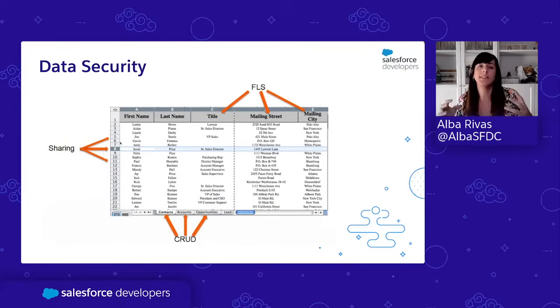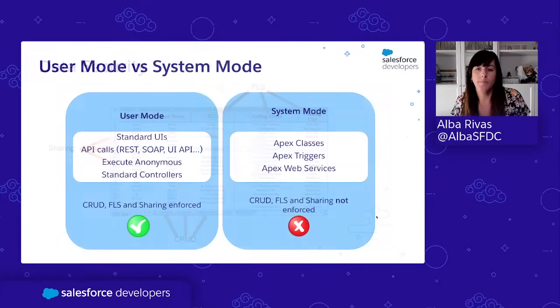What happens is that your administrators configure all that declaratively in your organization. In most of the places, Salesforce is going to enforce those three security layers automatically. But it happens that in Apex, you have to do it yourself. So that's what we are going to see today.